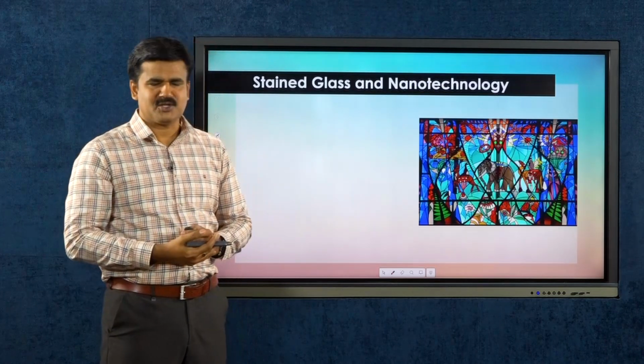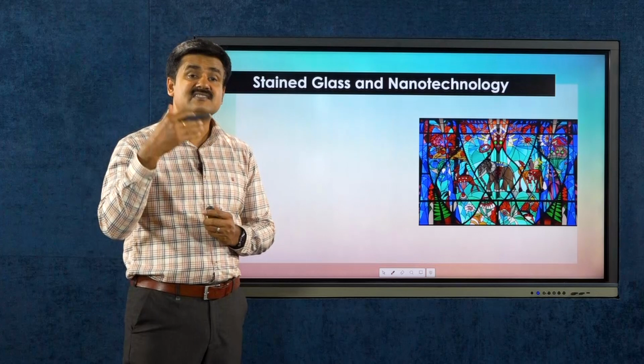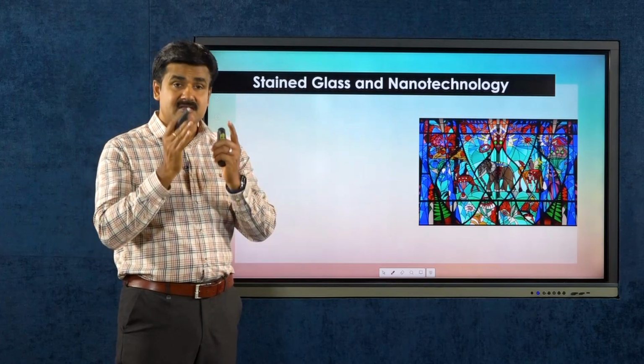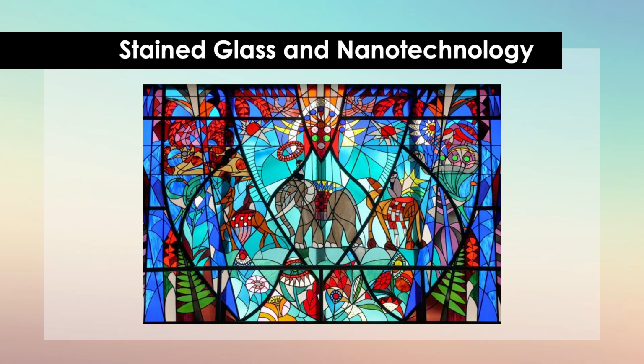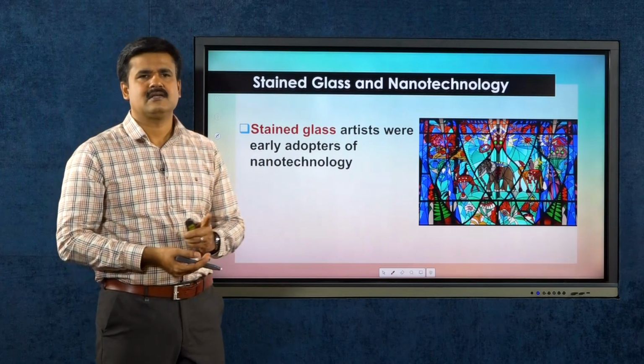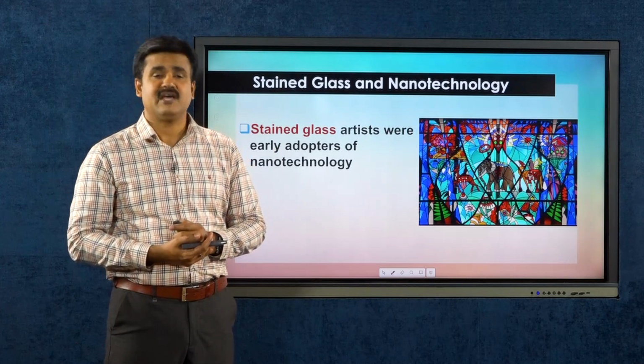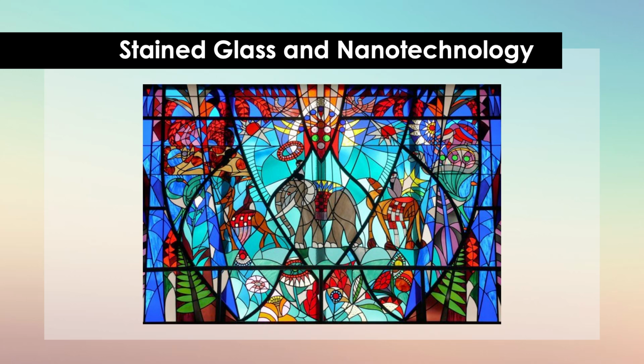Now we can enter into another area, another historical aspect of nanotechnology: stained glass. You have somewhere seen in churches and monumental buildings this kind of glass with so many decoration colors. The stained glass artists were early adopters of nanotechnology, and these artists did not know the actual composition of the glass they were using, what materials they were using, or the actual components present for generating the color.